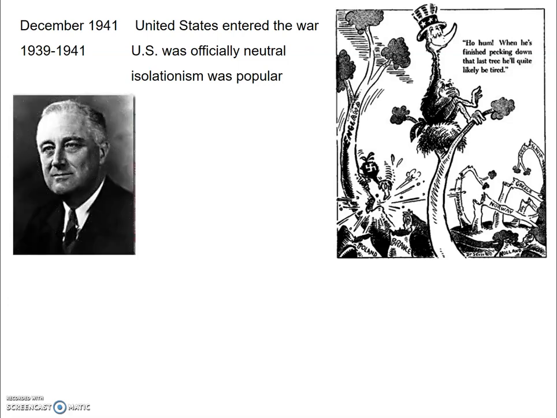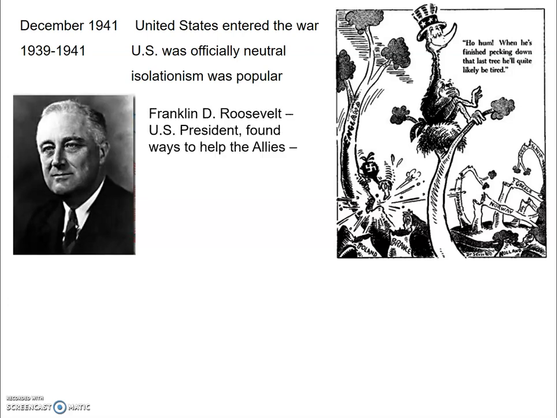Someone who would have agreed with Dr. Seuss would have been our president at the time. This is Franklin Roosevelt. As president, he wanted to maintain neutrality as long as he could, but he did want to find ways to help the Allies. For example, when American trade ships went over to Europe, he assigned trade convoys, warships to protect those ships from perhaps German U-boats or British blockades.